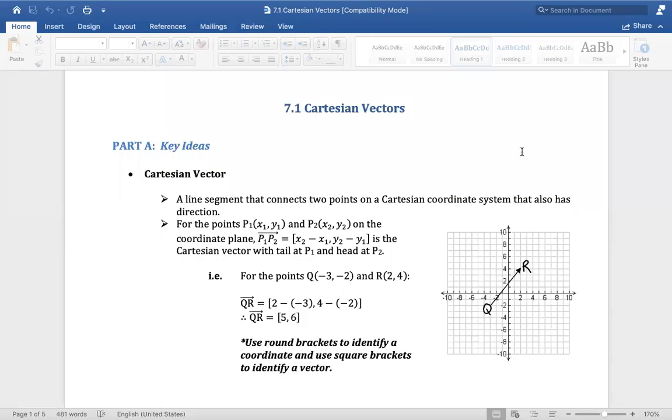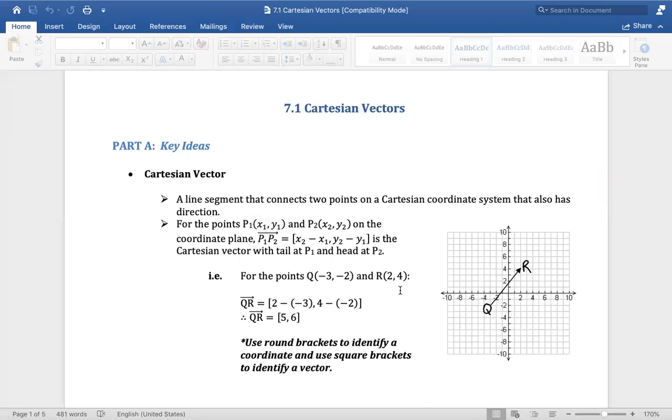Hi everyone. To start chapter 7, we will start with 7.1 Cartesian vectors. So what is a Cartesian vector? Let's say we're looking at one vector here, QR, a line segment that connects 2 points together on a Cartesian system, on a grid, that also has a direction to it. Meaning that one end has to have an arrow, right? So that would be a Cartesian vector.